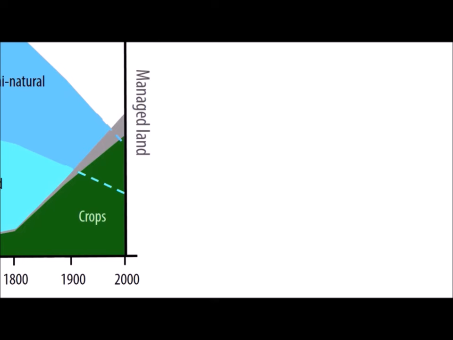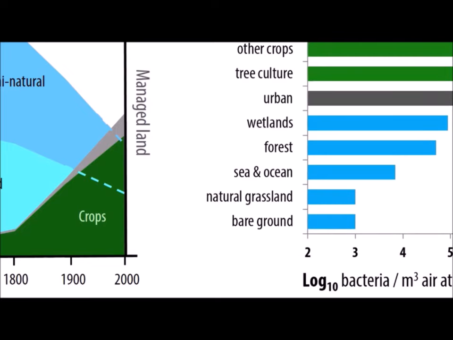This is a critical question because land use is changing at unprecedented rates, with crops now accounting for at least 50% of vegetated surfaces and over 90% of managed land cover. If we consider the amounts of bacterial aerosols that are emitted from different types of land covers, it is clear that tree culture and other crops are responsible for the vast majority of microbial aerosols.